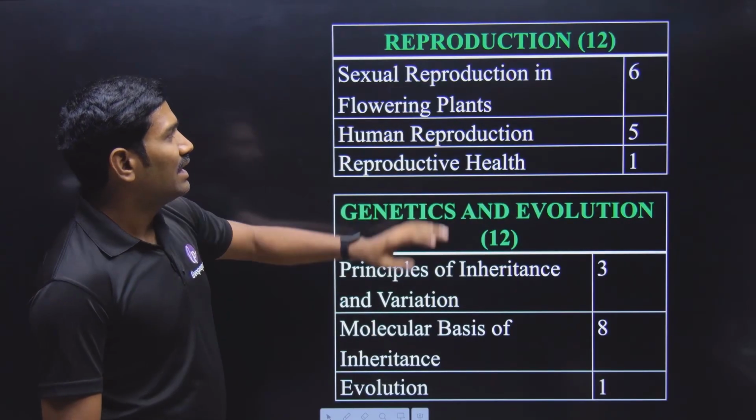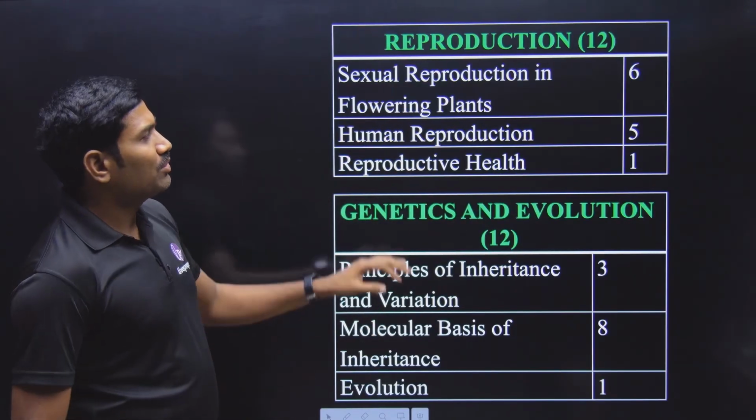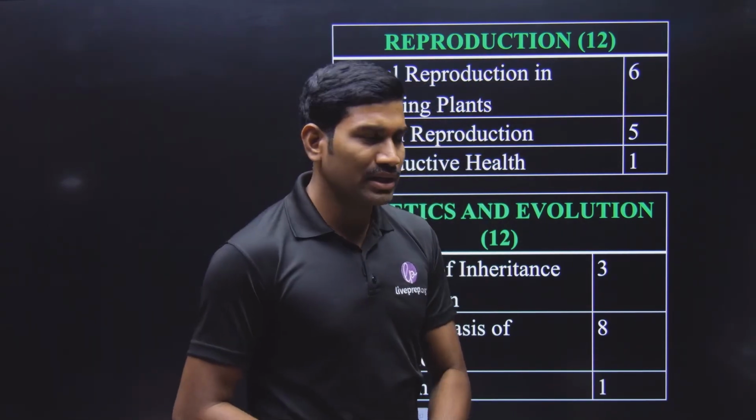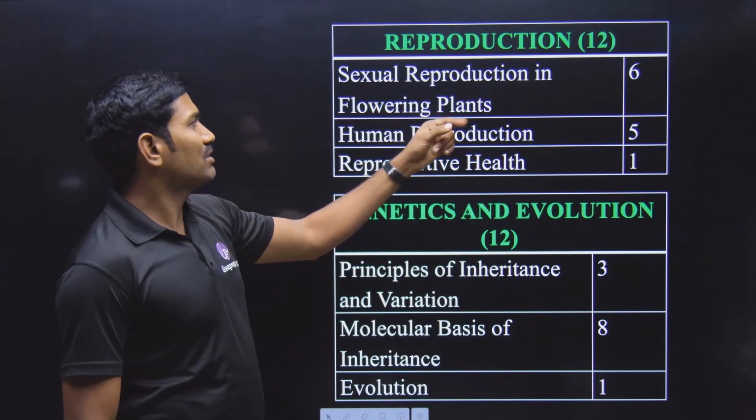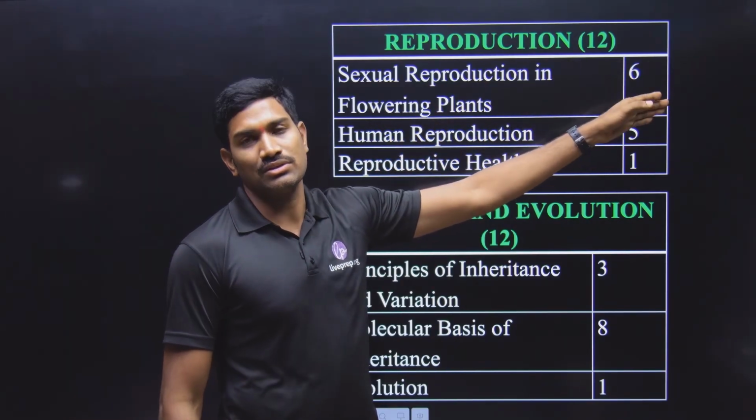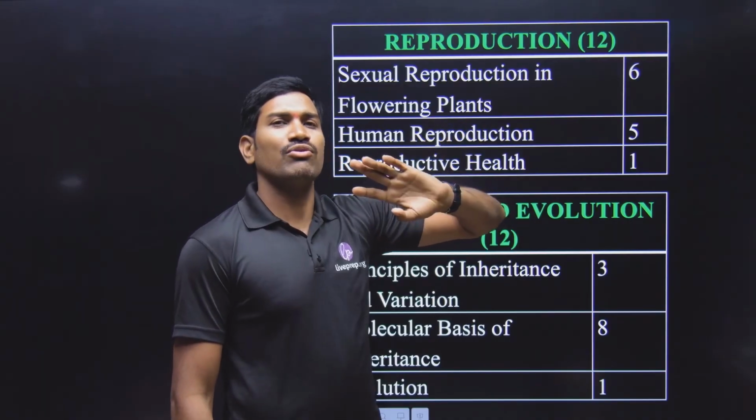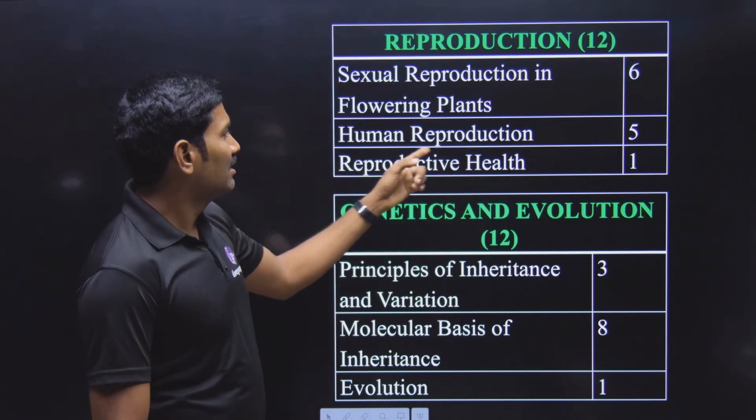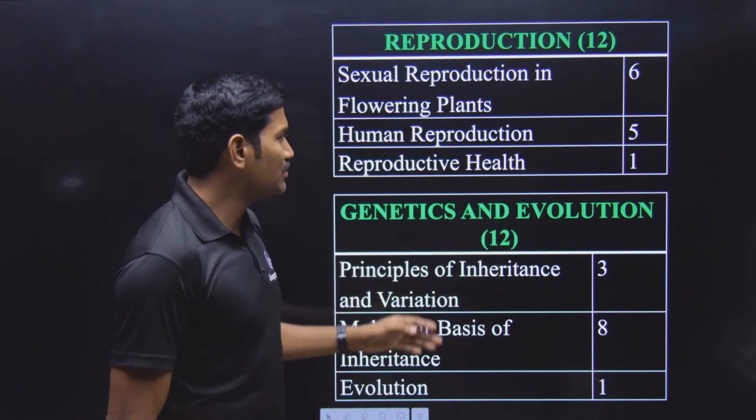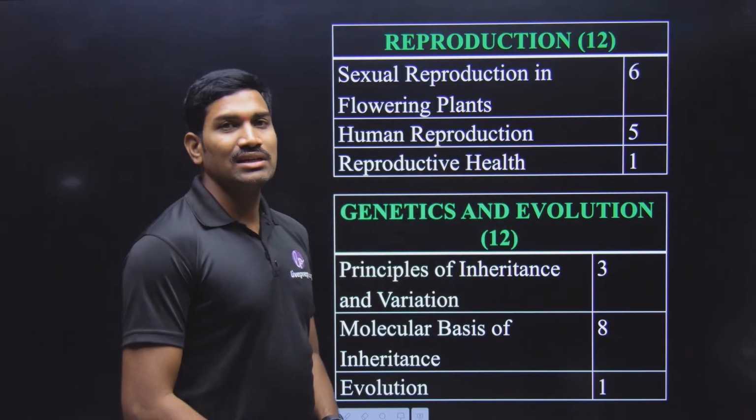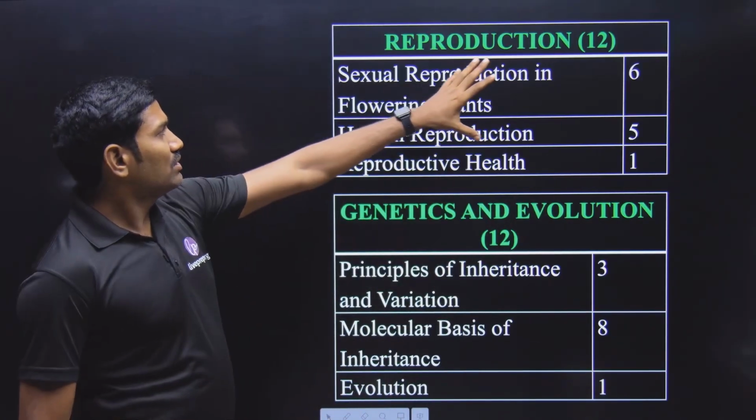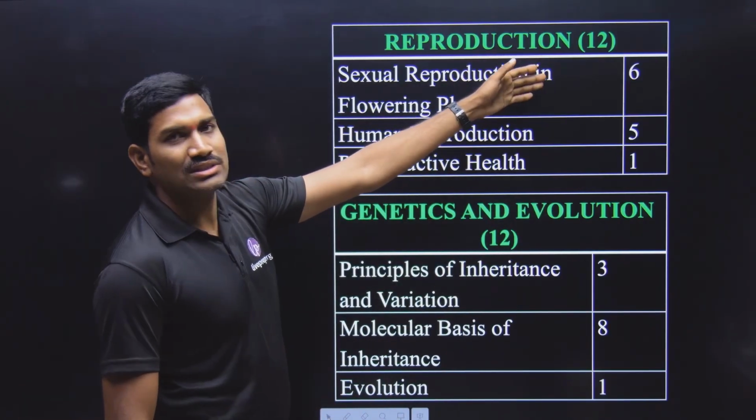And for the reproduction chapter, overall they have asked 12 questions. That overall weightage is okay, but individually, for sexual reproduction in flowering plants they have asked a total of 6 questions, which is very huge. On average some 3 to 4 questions is okay, but they have asked 6 there. For human reproduction, 5 questions, which is in the expected range of 4 to 5. From reproductive health, generally 2 to 3 questions, but here they have asked only 1 question.